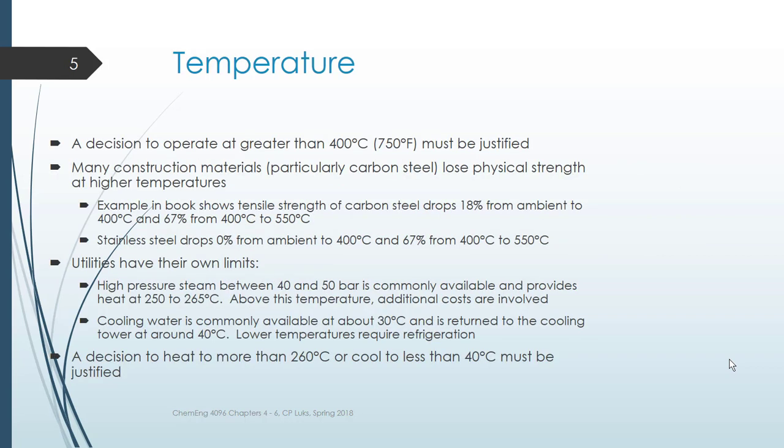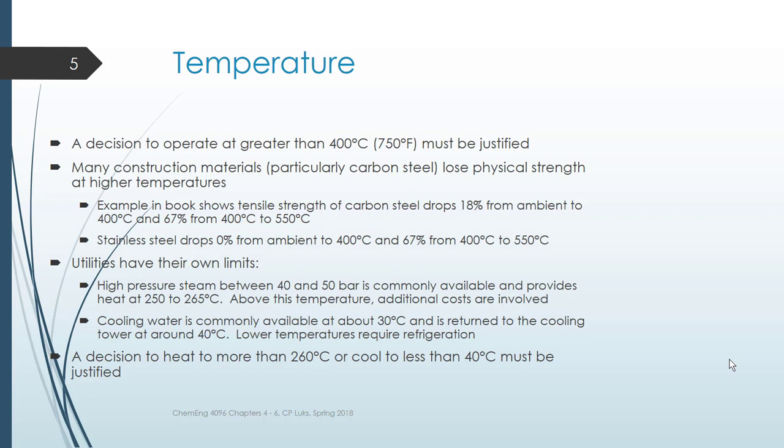Temperatures should be below 400 degrees C. Now there also are some minimum temperature requirements. Most processes, minimum temperatures are not a concern, but our materials are going to lose physical strength at higher temperatures and they'll become brittle at lower temperatures. So we need to always be sure that we are keeping an eye on the temperature. Anything above 400 C, 750 degrees Fahrenheit, you need to justify why you are doing that.